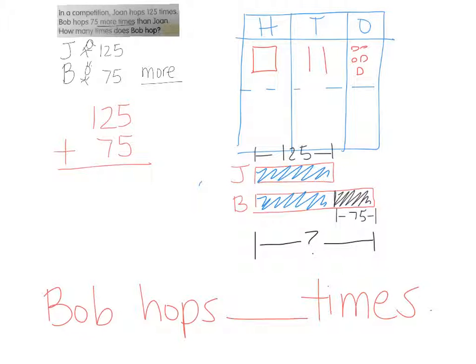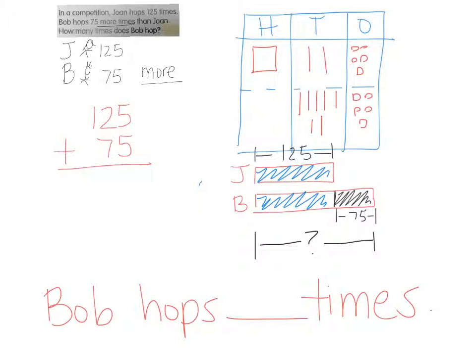Now, in 75, how many tens do I have? 7. 1, 2, 3, 4, 5, and 2 more? 7. How many ones do I have in 75? 5. Thank you, guys. You guys are awesome for helping me.